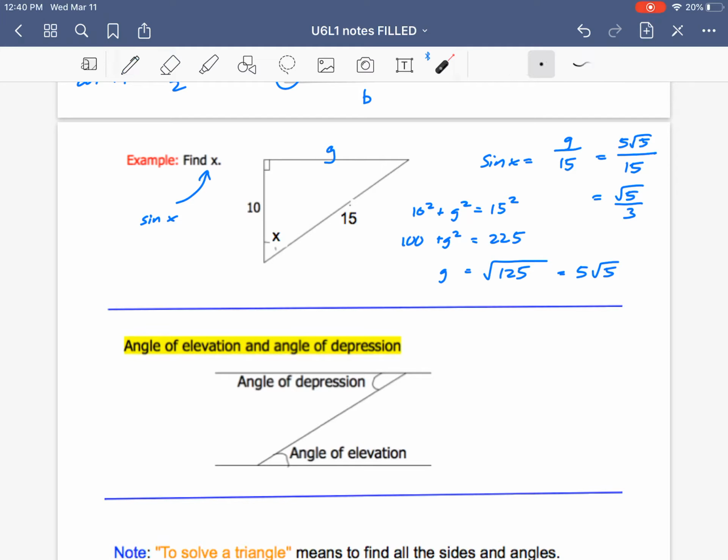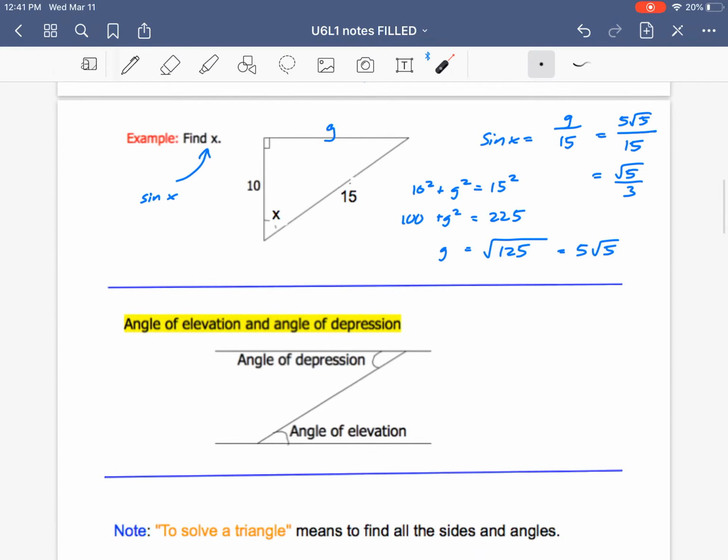By the way, just as a check, right? If this is the ratio of opposite over hypotenuse, this number should never be bigger than 1. If we're getting a number that's bigger than 1, something's wrong, because then we're saying that the opposite side is bigger than the hypotenuse, and that would not be good.